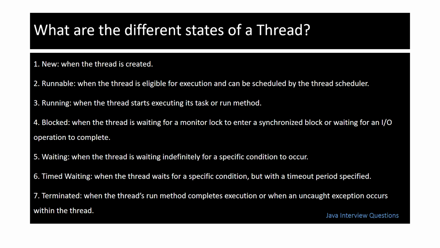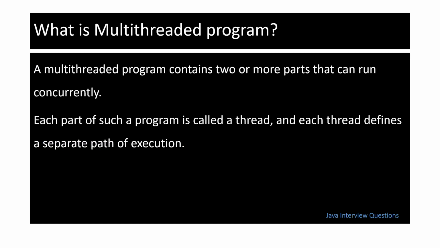When the thread is waiting indefinitely for a specific condition to occur, it is called waiting state. When the thread waits for a specific condition but with a timeout period specified, it is called timed waiting state. When the thread's run method completes execution or when an uncaught exception occurs within the thread, it is called terminated state.